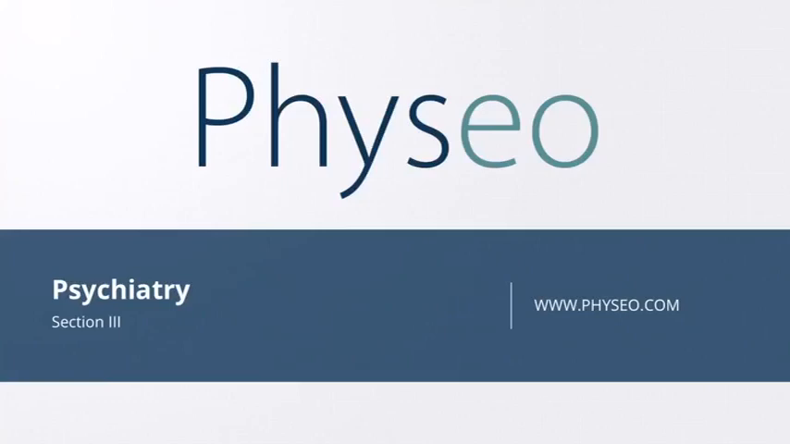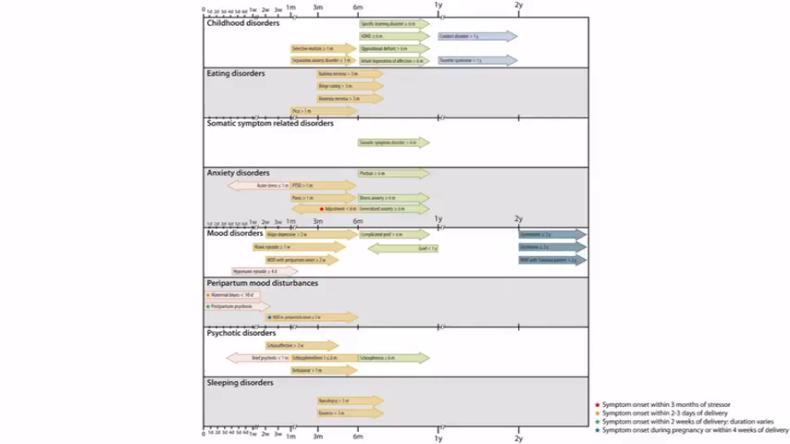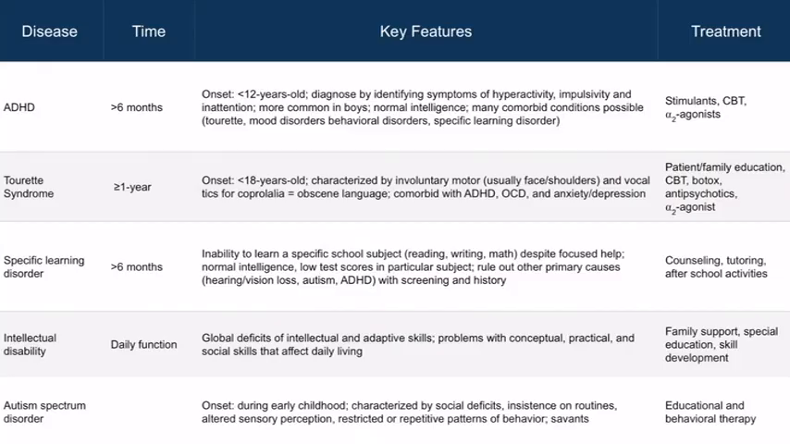Welcome to Section 3 of Psychiatry. In this section, we'll be discussing childhood and early onset disorders. Let's get started. This is our psychiatry overview figure. You can see many of the childhood disorders listed in the image right here. In this video, we'll discuss several different childhood disorders that deal with learning and development.